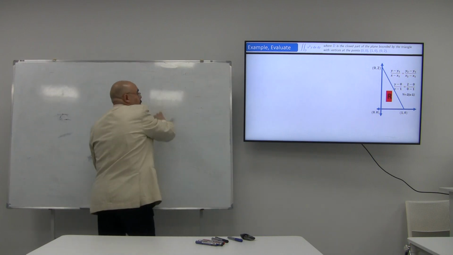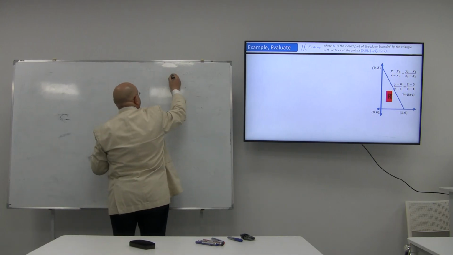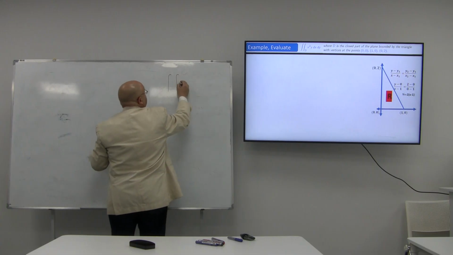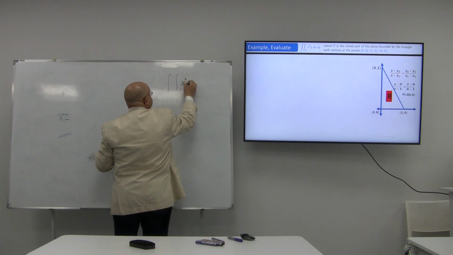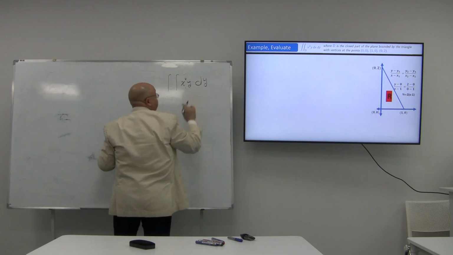Which function will allow you to enter your region, starting from y equal to 0, from the boundary over there, from the x-axis. So now I want to form my double integration for this region. The integrand will be the same, x squared y.